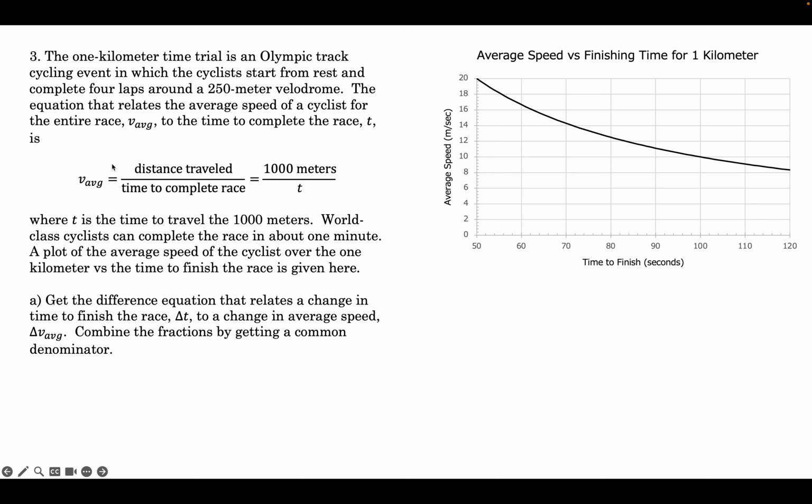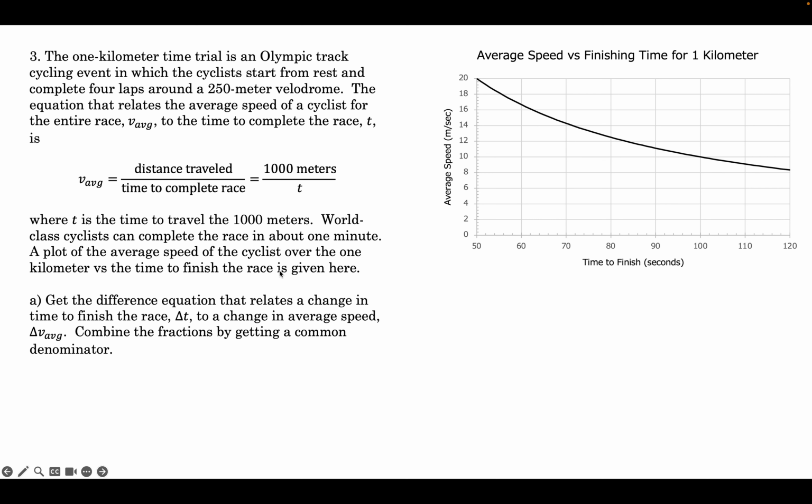The normal equation that relates the average speed of the cyclist over the whole race to the time to complete the race is distance traveled over time, which is 1,000 meters, the distance of the race, divided by t. World-class cyclists can do it in about a minute, which is right here.